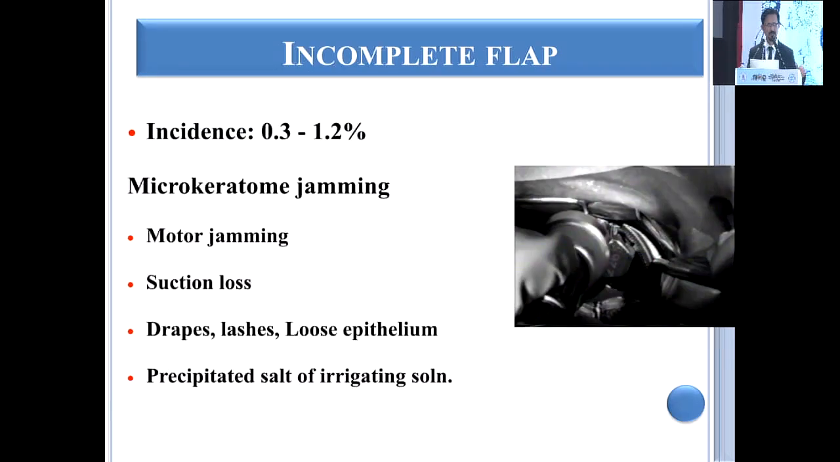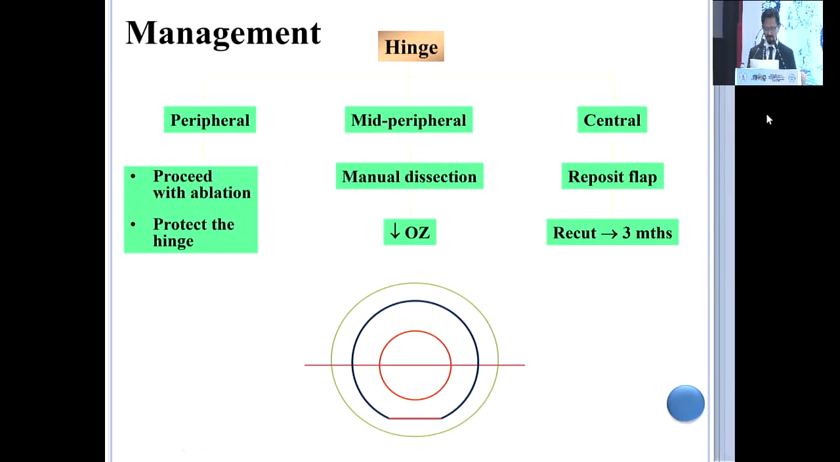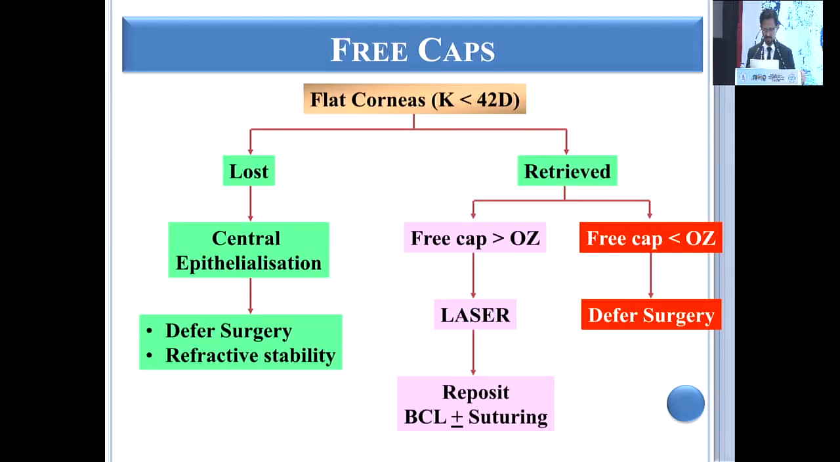And sometimes you can have an incomplete flap, because of motor jamming, suction loss, drapes, etc. So if you have a flap which is incomplete, maybe somewhere here, you can do a dissection and go ahead. But if it's bisecting the pupil or lesser than that, then it's better to avoid it and reposit the flap and do surface ablation at a later date, or maybe you can recut at a later date.